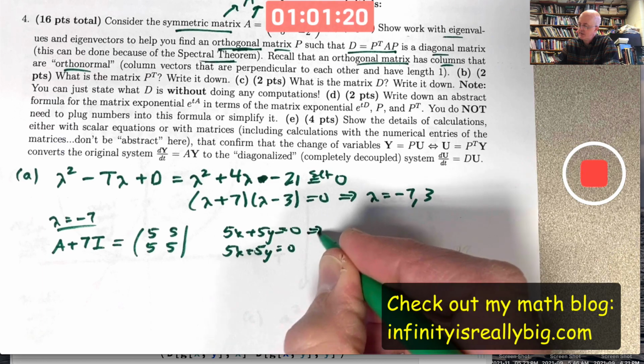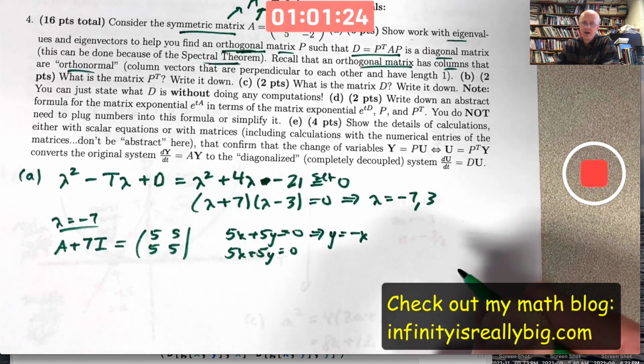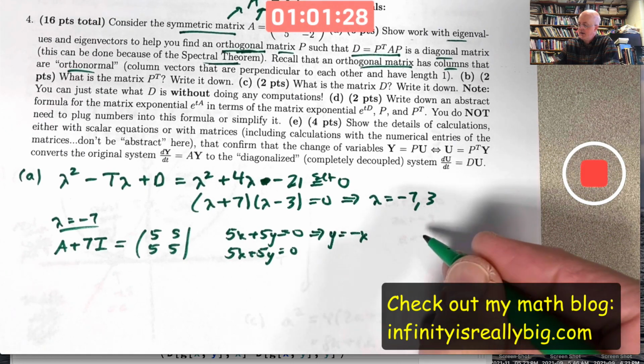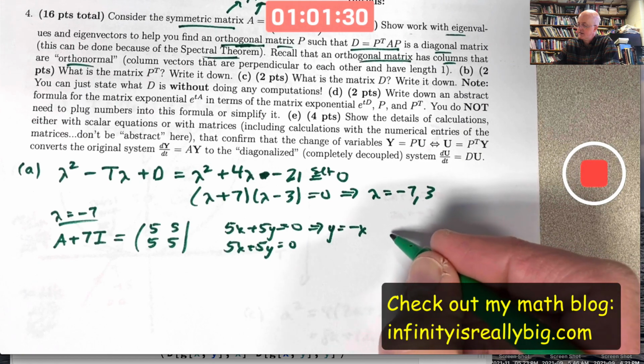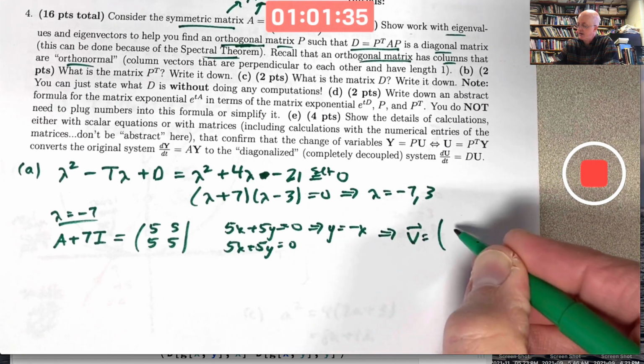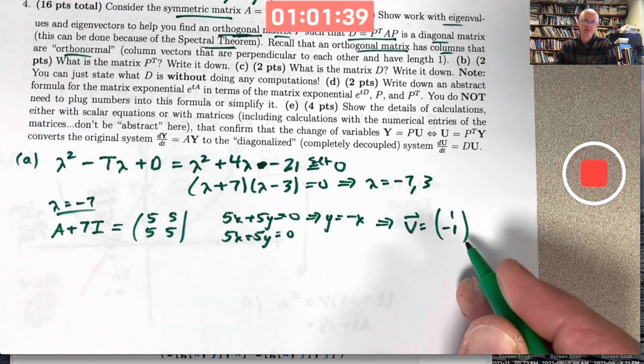Either of these equations can be solved for, say, y in terms of x or x in terms of y to find eigenvectors. I'll solve for y in terms of x and think of x as a free variable. Take, for example, x to be 1, then y is forced to be -1. Any non-zero multiple of this works as well.